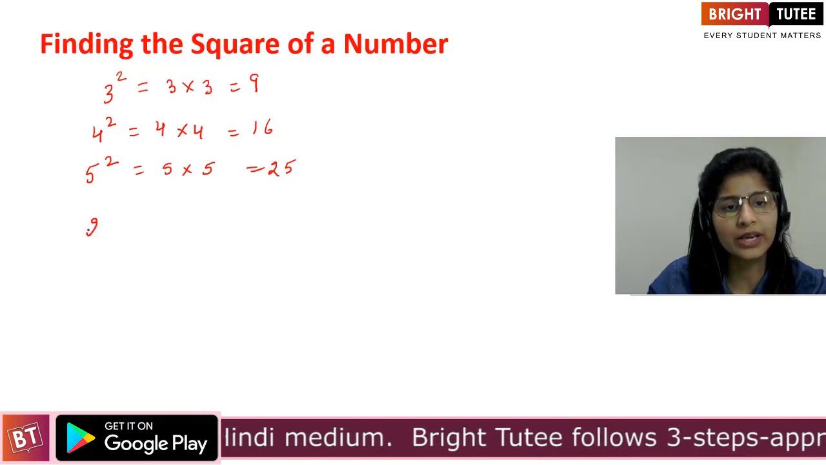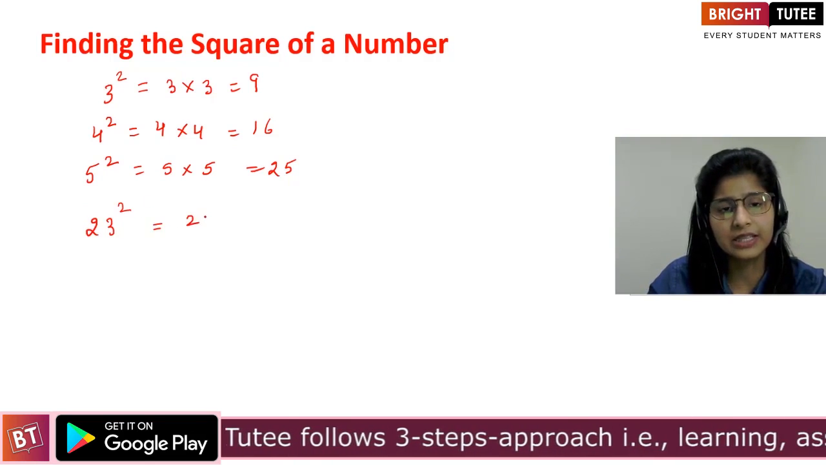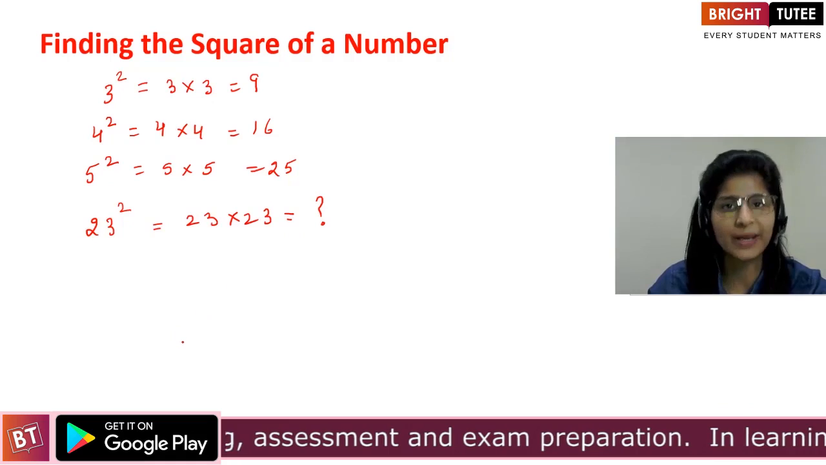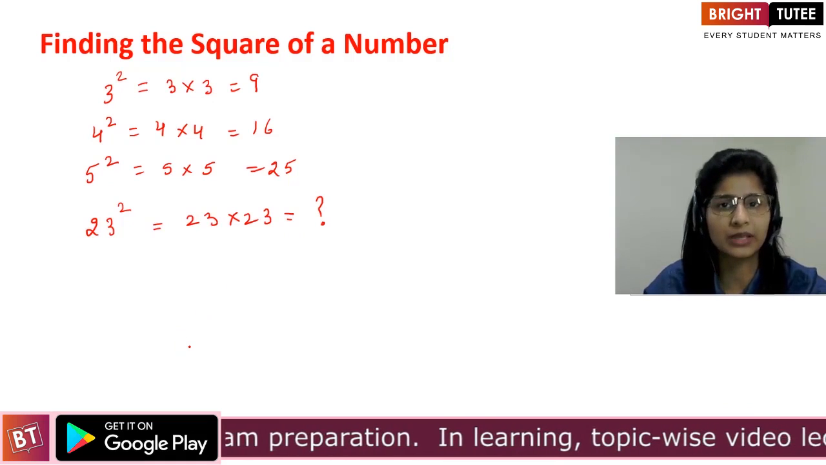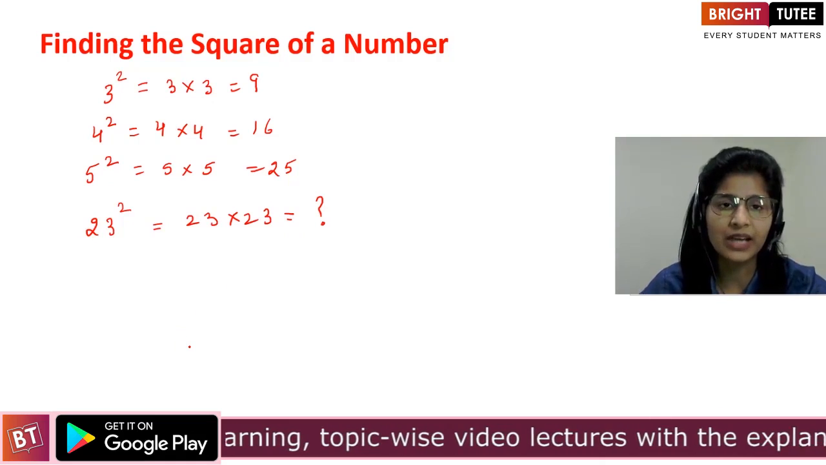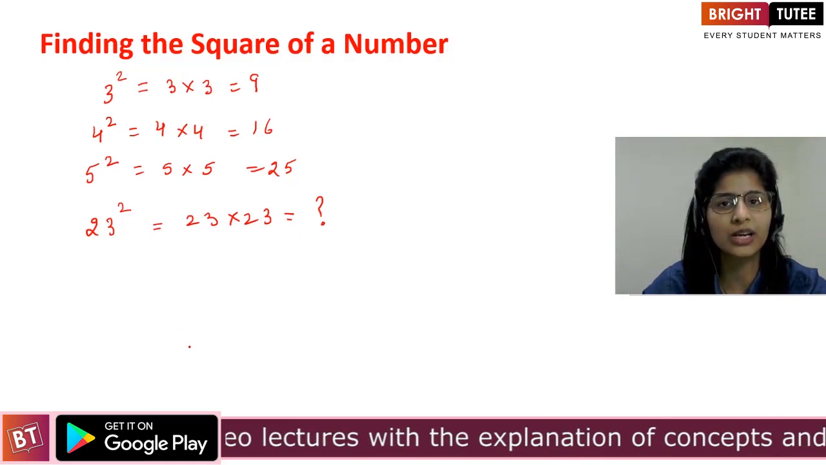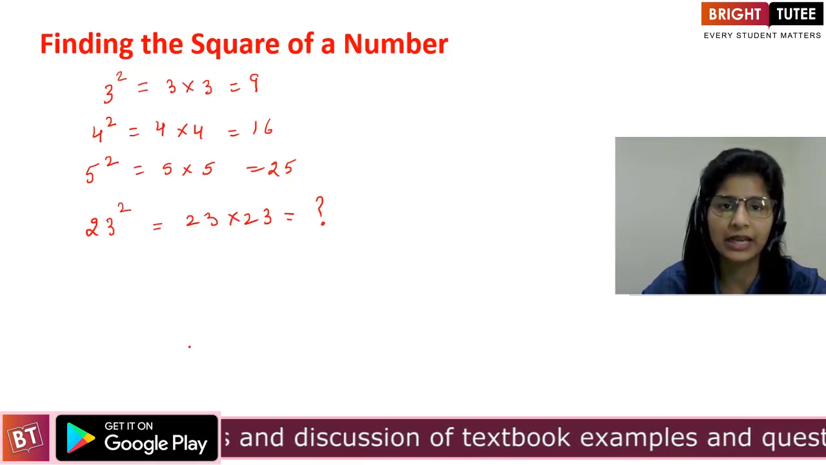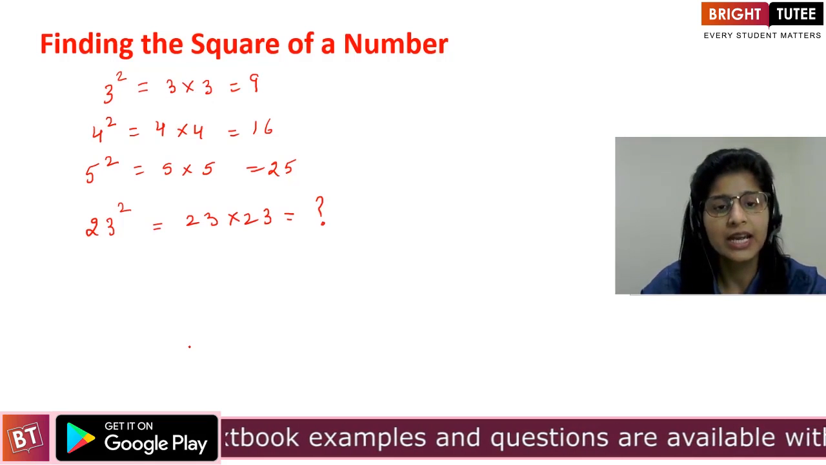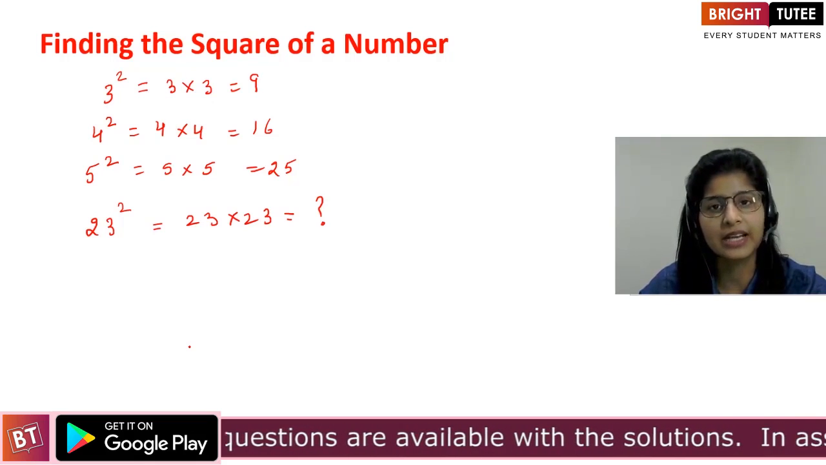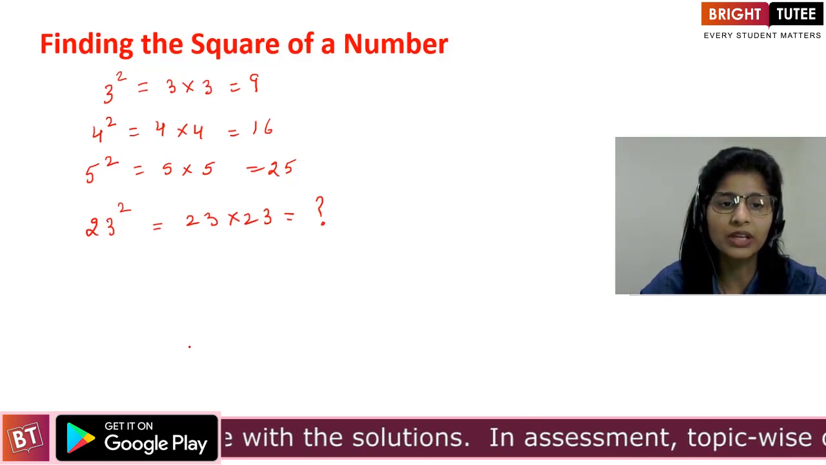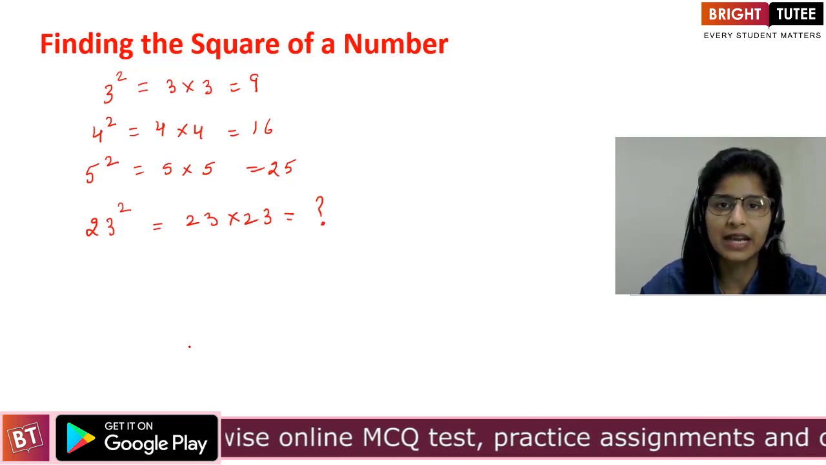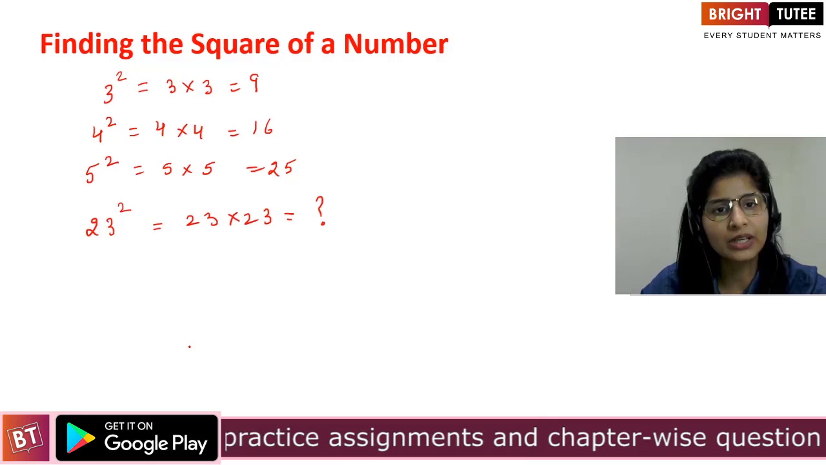What if we have to calculate 23 square? Is it easy for us to just write directly 23 into 23? We need to multiply 23 and 23. It's not that easy to write the answer directly as we were writing for smaller numbers like 3, 4, 5, 10, 11. If we have to find the squares of 39 or 52, it becomes difficult to write the answers directly. We definitely have to multiply 23 with 23, and it will take time. So is there any other way that you can think of?